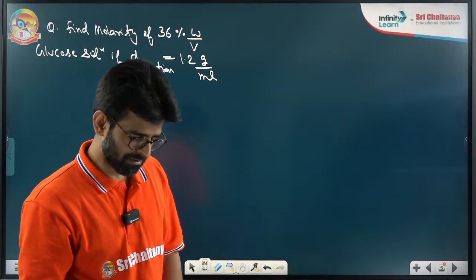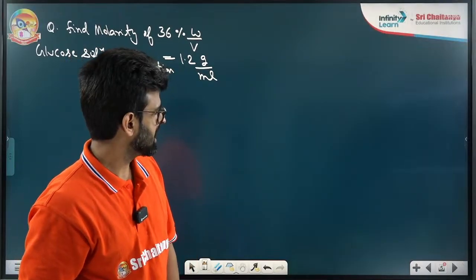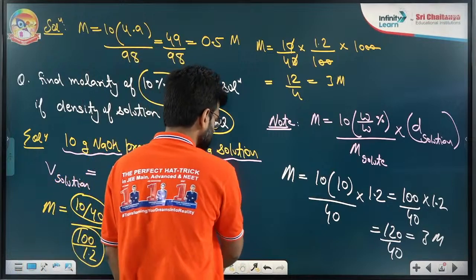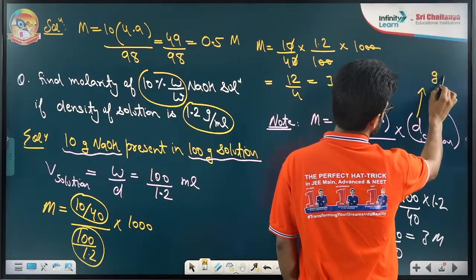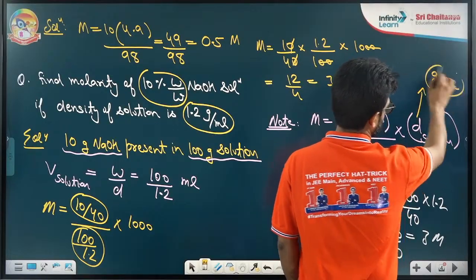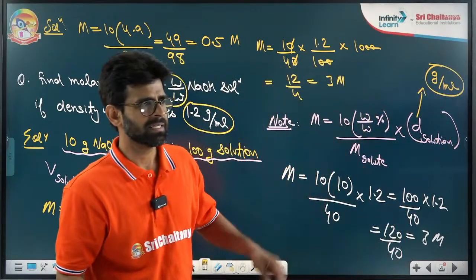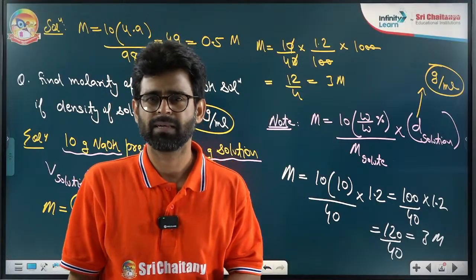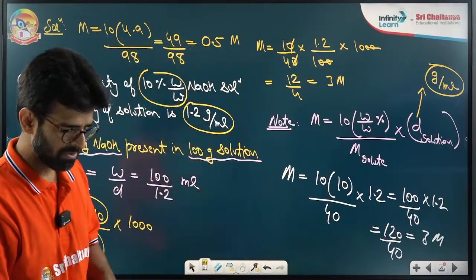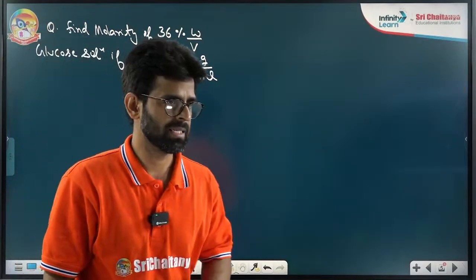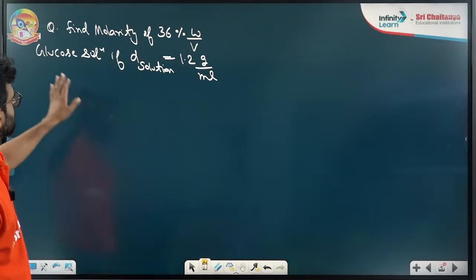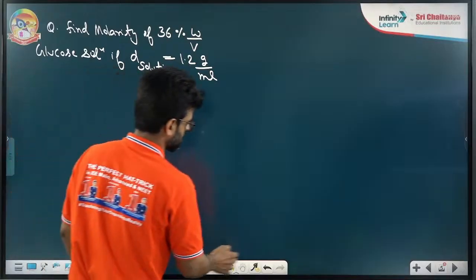In this formula, the density units are definitely gram per ml. Always they will give density in gram per ml. Don't worry about that part. Density is gram per ml. Tell me the answer to this question.